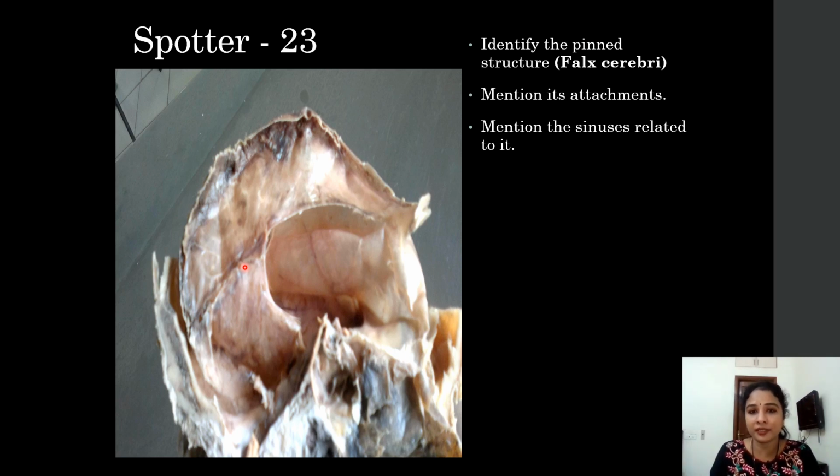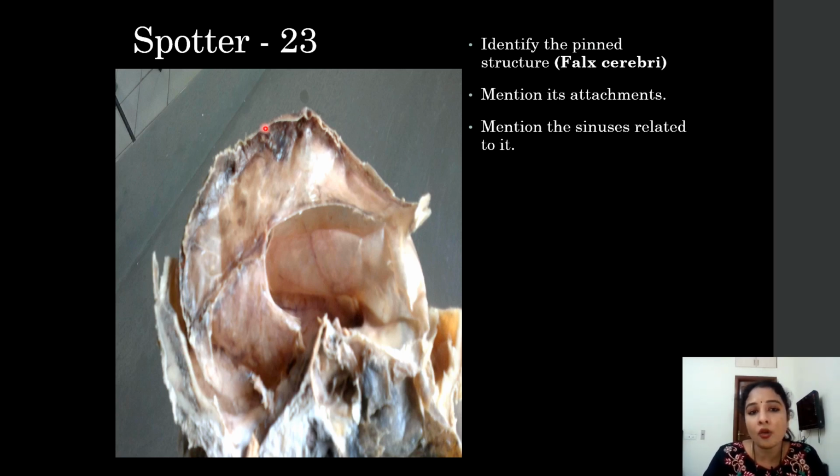cerebral hemispheres. This falx cerebri has an anterior narrow attachment which attaches to the crista galli, which is a part of the cribriform plate of ethmoid, and also to the frontal crest, which is present on the inner surface of the frontal bone. Posteriorly it is quite broad and it continues with the tentorium cerebelli, which is another fold of dura mater.